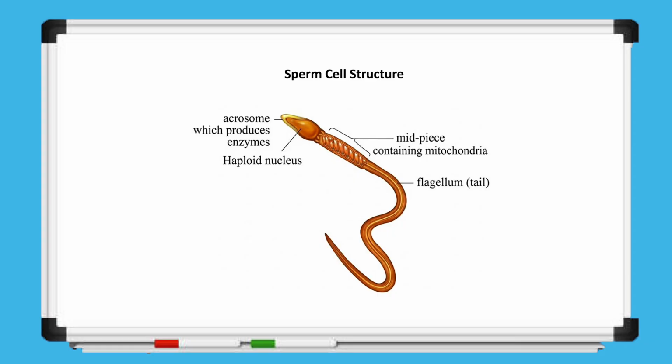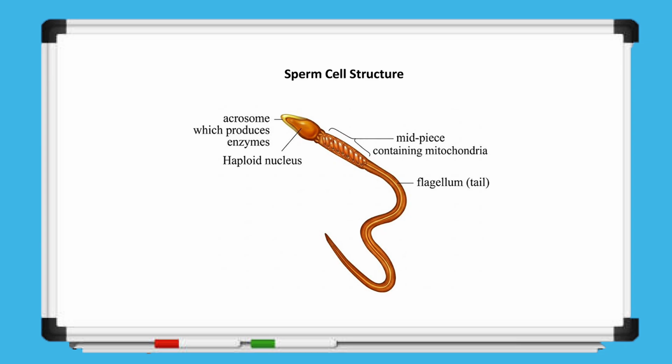Behind the head is the midpiece. This region contains a large number of mitochondria arranged in a spiral pattern. The mitochondria produce energy in the form of ATP. This energy is required to power the movement of the sperm so that it can travel through the female reproductive system toward the egg. The tail of the sperm is a long whip-like structure called the flagellum. It moves in a wave-like motion which pushes the sperm forward. This movement allows the sperm to swim through the female reproductive tract in order to reach the egg.